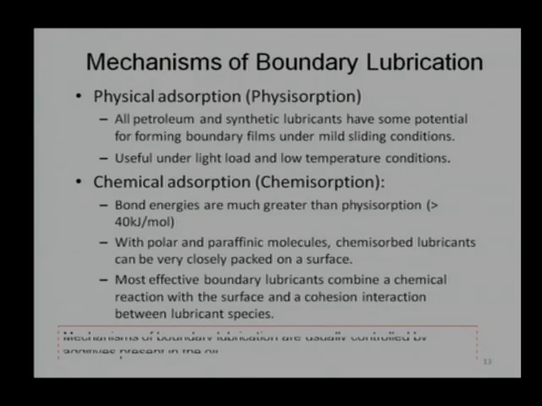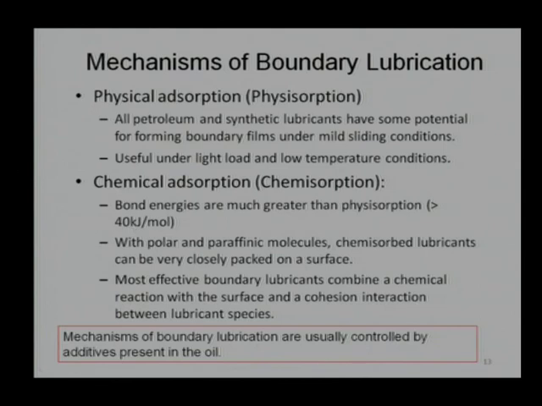While there is another category or classification which can sustain very high load and can see severe operating conditions also, that is called chemical absorption. In chemical absorption, we can say there is a possibility of diffusion of the lubricant into the metal surface itself. It is more like making a firm joint, and the bond energy in that kind of joint is almost 40 kilojoule per mole, which is substantially high.